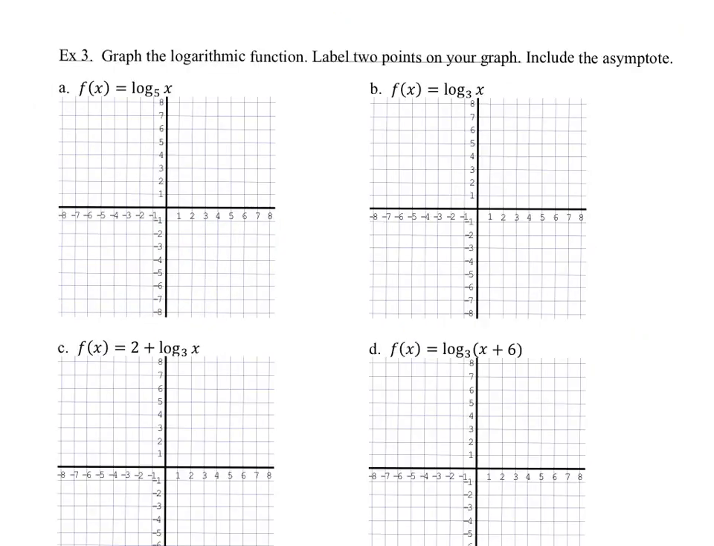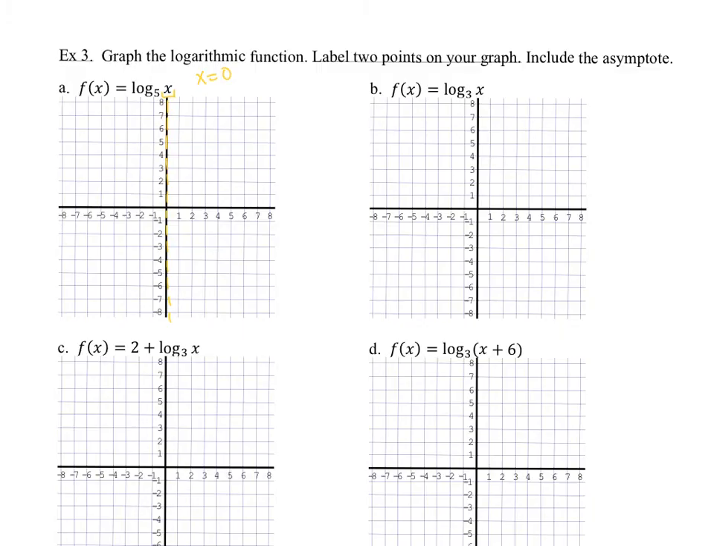Okay, I'm going to graph these logarithmic functions. I'm going to label 2 points on the graph, include my asymptote, and then I'm going to consider the transformations and consider some easy points depending on the base. Okay, I'm going to start with the asymptote because that helps me know which way it's going to go. This is just x, it's not moving right or left, so the asymptote's going to be at x equals 0. So I'm going to go ahead and sketch it. You don't have to write what it is because it doesn't ask me to.